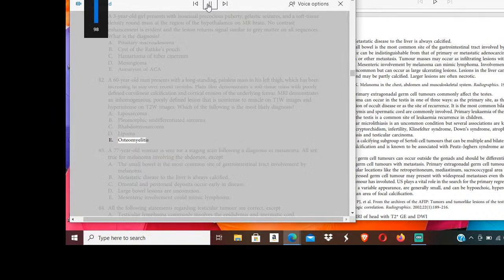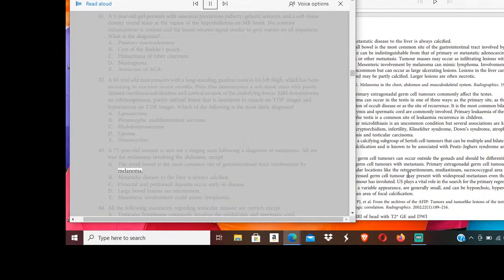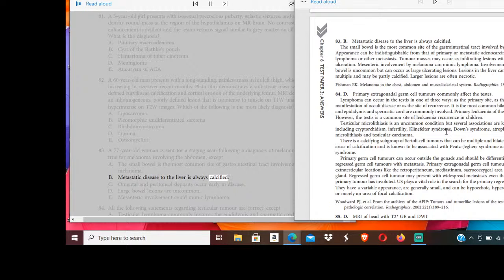83. A 77-year-old woman is sent for a staging scan following a diagnosis of melanoma. All are true for melanoma involving the abdomen, except: A. The small bowel is the most common site of gastrointestinal tract involvement by melanoma. B. Metastatic disease to the liver is always calcified. C. Omental and peritoneal deposits occur early in disease. D. Large bowel lesions are uncommon. E. Mesenteric involvement could mimic lymphoma.